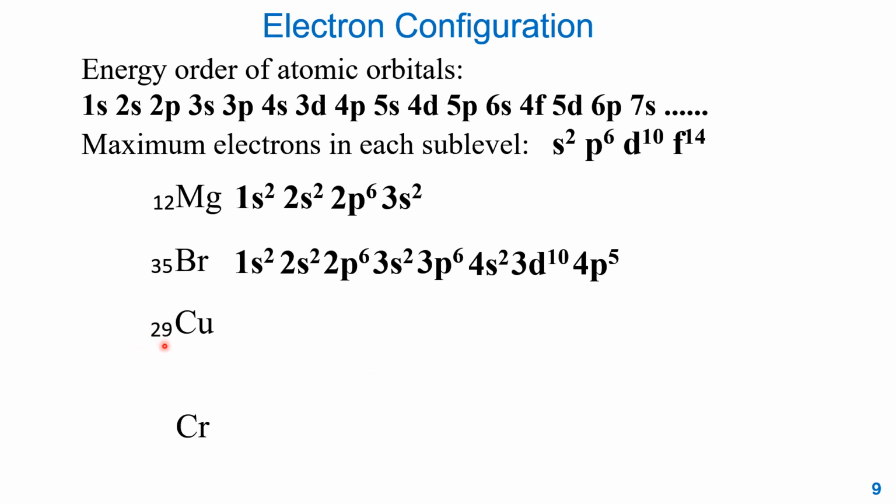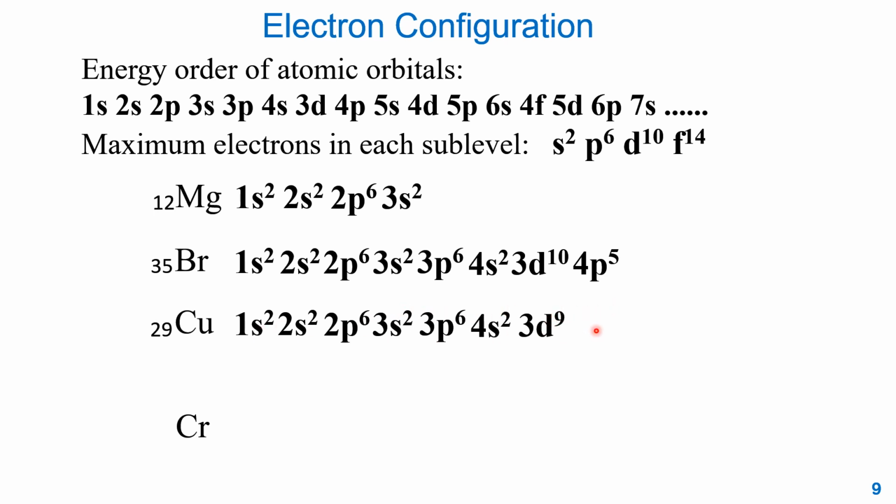Copper has 29 electrons. And then follow the same procedure: 1s2, that's the electron number, 2s2, 2p6, 3s2, 3p6, 4s2, 3d9. So now we use all the 29 electrons, and you can double check. Add these electron numbers together, should be 29.